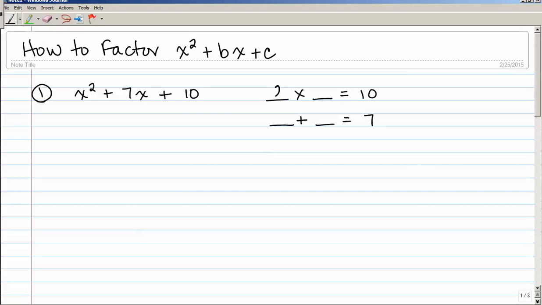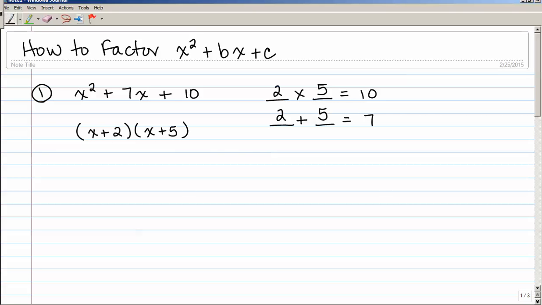And what pops into my mind right away is 2 and 5. Doesn't matter if you write 2 and 5 or 5 and 2. And now what we're going to do is put those numbers into parentheses with an x. Since my 2 is positive, it'll be a plus 2. And since my 5 is positive, it'll be a plus 5. So the trinomial x squared plus 7x plus 10 factors into two binomials, x plus 2 and x plus 5.